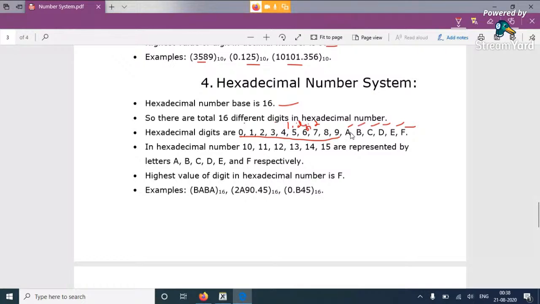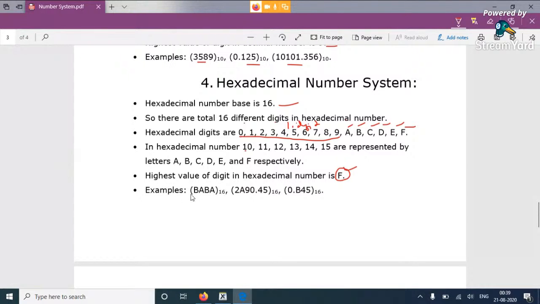So always remember, whenever we are writing any hexadecimal number, 10 will be represented by A, 11 by B, and up to 15 we write F. So in hexadecimal number system, 10, 11, 12, 13, 14, 15 are represented by alphabets A, B, C, D, E, and F respectively. So the highest value of a digit in hexadecimal number system is 15. We cannot write 15 as a decimal value, so 15 will be written by the English alphabet F. So the highest digit in hexadecimal is F.